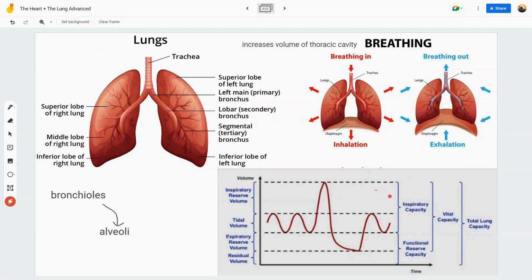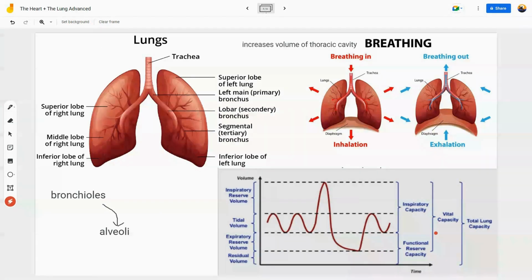Forced expiratory rate. The maximum volume of air that can be breathed out in 1 second. Forced vital capacity. The maximum volume of air it is possible to breathe forcefully out of the lungs after taking a deep breath in.